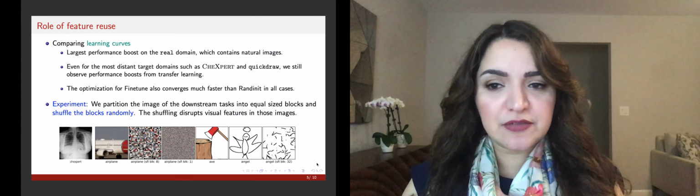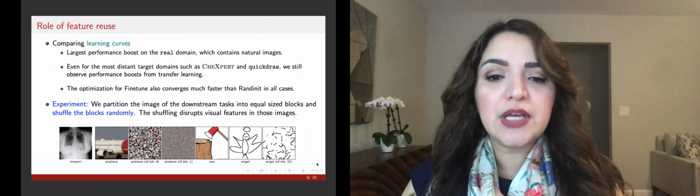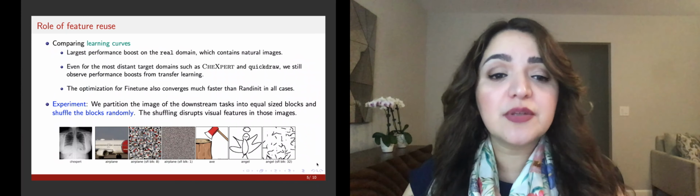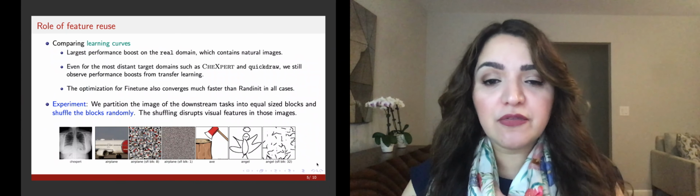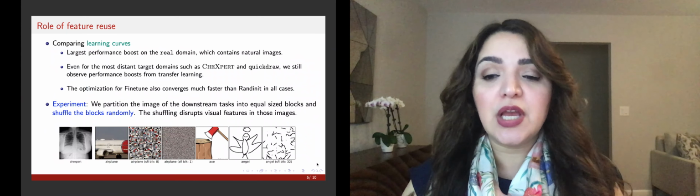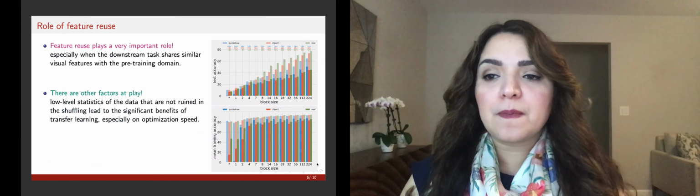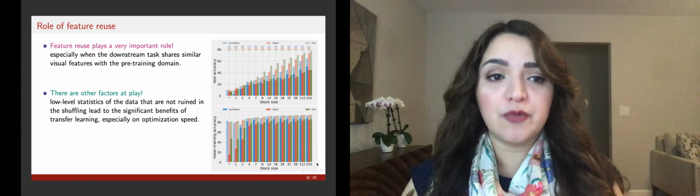To investigate this further, we'll do the following experiment. We partition the images of the downstream task into equal-sized blocks and shuffle the blocks randomly. As you could see in the row below, the shuffling disrupts visual features in those images. The details of the experiment are in our paper, and here's the summary of what we see.